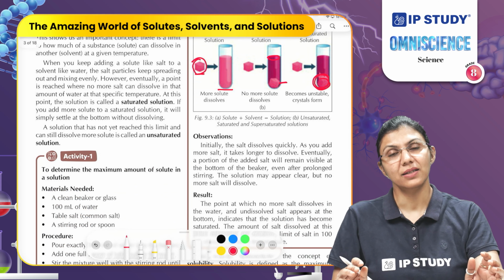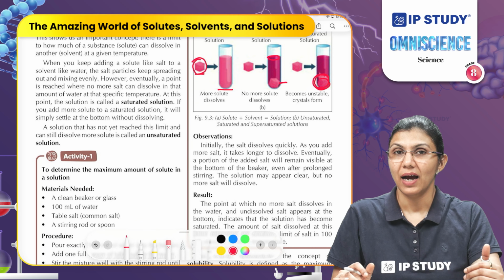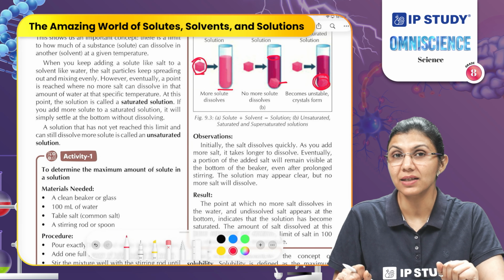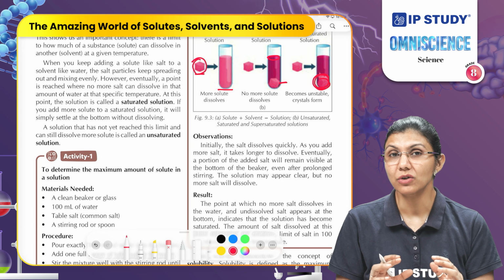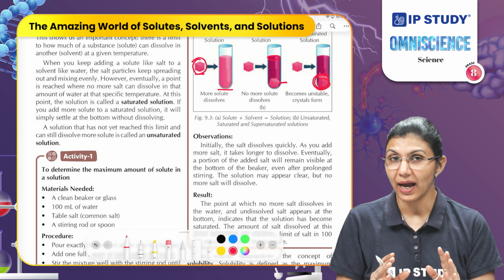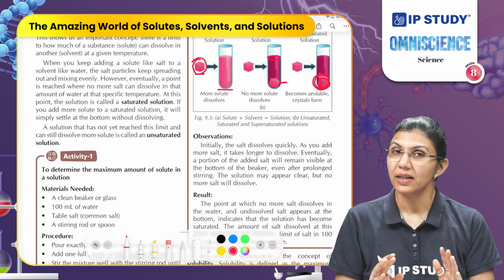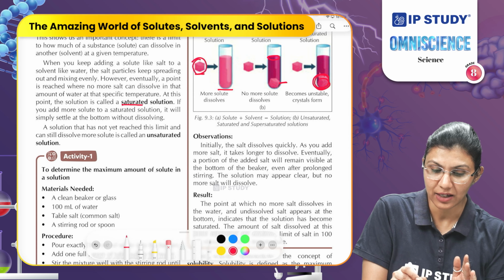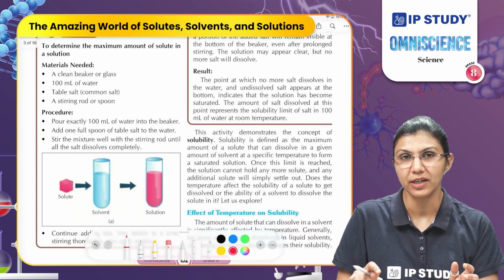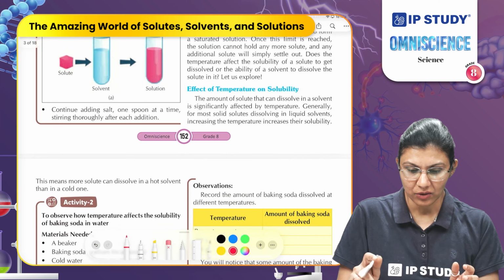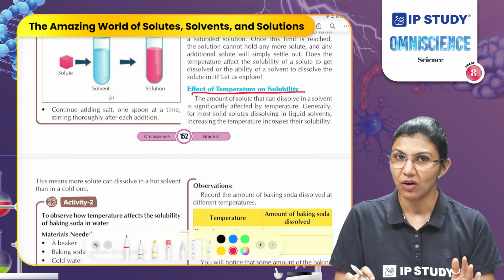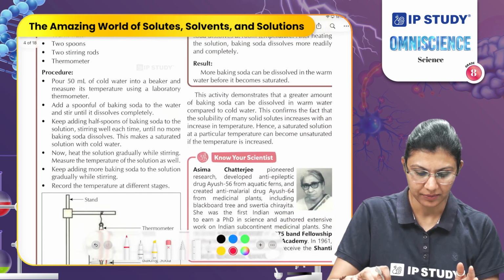So if at a certain temperature we can add more solute in a solution, that solution is an unsaturated solution because it allows you to add more solute in that. But at a certain temperature, if you cannot add more solute in a solvent, that is a saturated solution at that particular temperature. So, temperature plays a very important role here. That's what we understood here, that temperature is changing the solubility of the solute in a solvent.